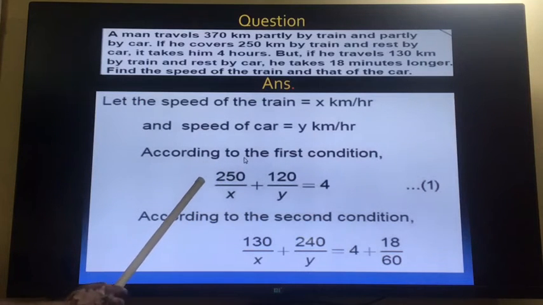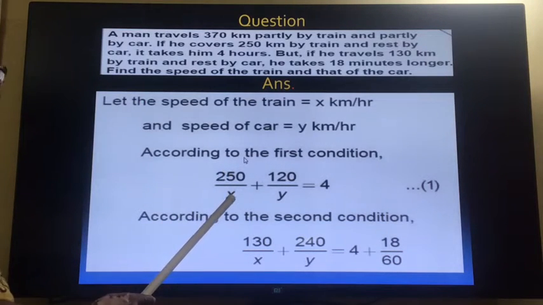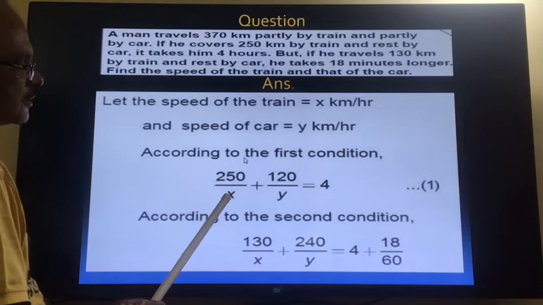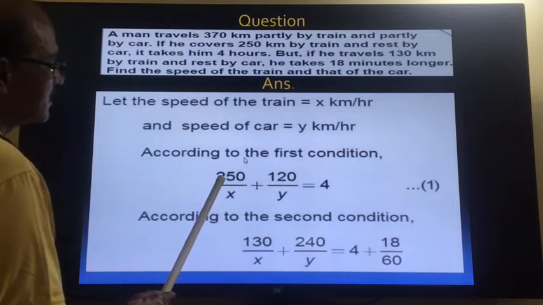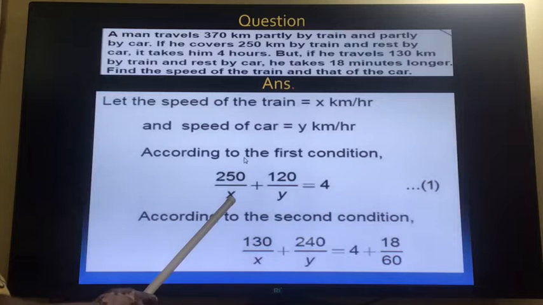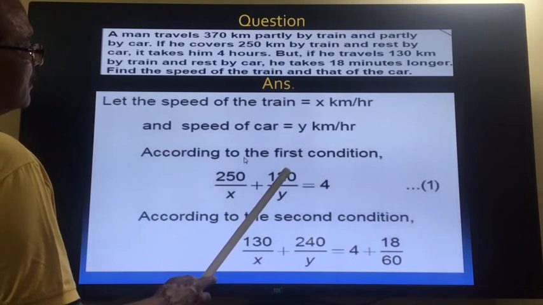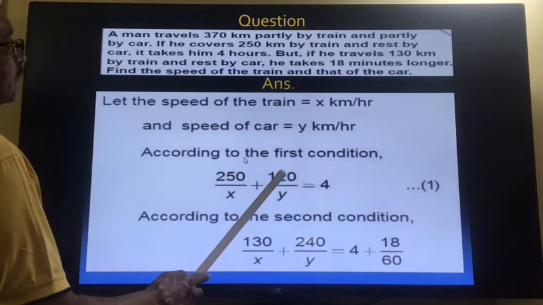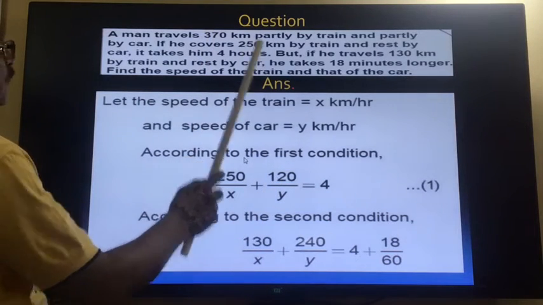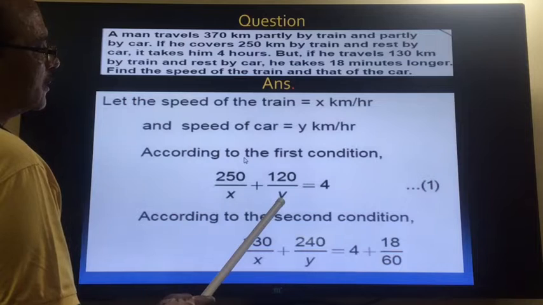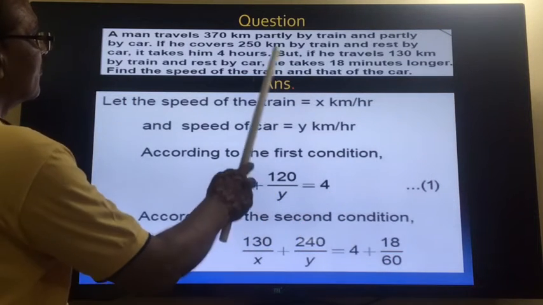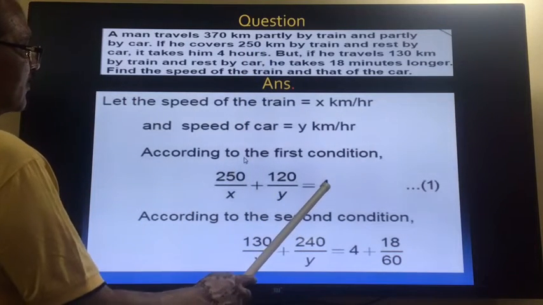So time is equal to distance upon speed. So time taken by the train is distance 250 upon speed of the train x km per hour. Plus then the distance covered by the car is 370 minus 250, that is 120 upon speed y is equal to total time was 4 hours. So this is our first equation.